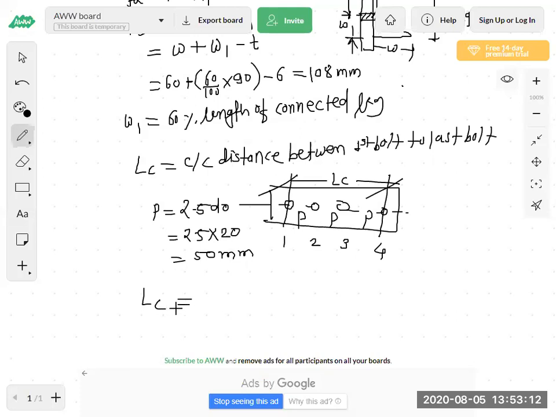Now we have to calculate LC. LC is nothing but N into pitch. How many N are there? 1, 2 and 3. So 3 pitches into the pitch distance, so 150 mm. LC is nothing but the center to center distance from this bolt to this bolt. So 1, 2 and 3 pitches are there. So 3 pitches into 50 mm distance. So 150 mm is the LC.